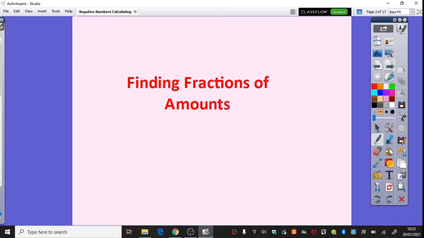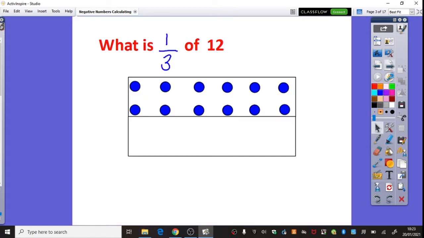We're going to begin today with a little bit of mental maths work, and we're going to look today at finding fractions of amounts. So what I would like us to do is have a little look at the question in front of us today. We've got what is 1/3 of 12, and you can see here in my bar model I have 12 counters.